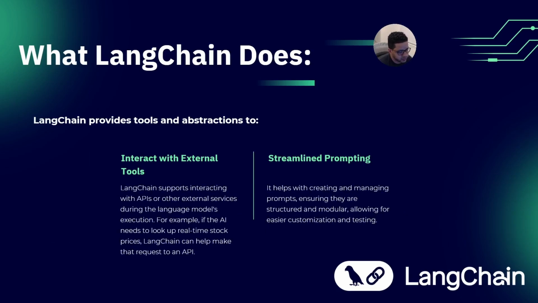Also, you can interact with external tools. LangChain supports interacting with APIs and other external services during the language model's execution. For example, if the AI needs to look up real-time stock prices, LangChain can help make that request to an API. Also, it helps streamline the prompting. It helps with creating and managing prompts, ensuring that they are structured and modular, allowing for easier customization and testing.